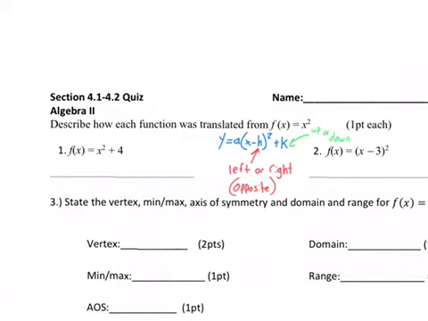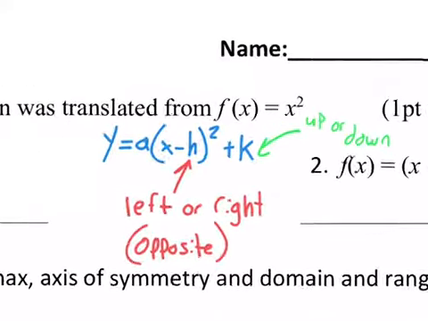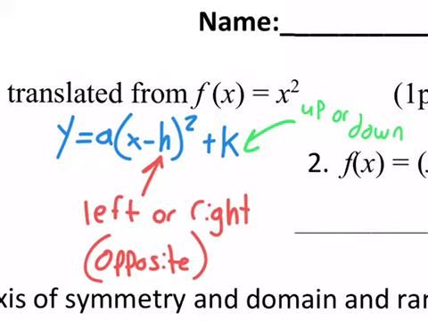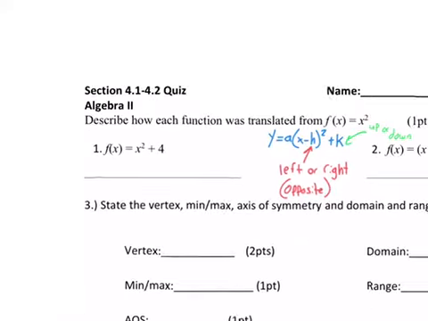Alright, so here we're going to look at the 4.1, 4.2 quiz to get you guys ready for a retake. First part is describe how each function was translated. All this is looking at vertex form and then looking if we have an h value or a k value. H value tells if we move left or right. We have to think opposite on that because of the subtraction sign in front of the h. And then k tells us how many units we move up or down.